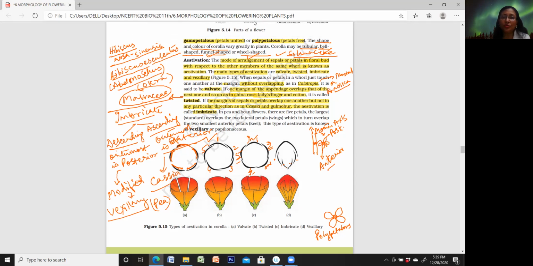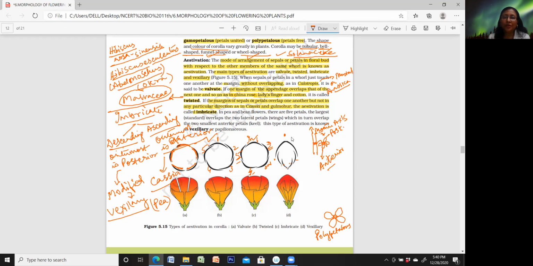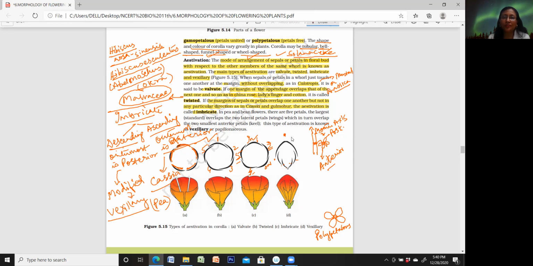Now, how do you represent this mother axis in the floral diagrams? You represent the mother axis with a dot like this. Now, if I make a dot out here, definitely now this becomes my posterior and this becomes my anterior. Okay, so this is the posterior petal, outermost now.